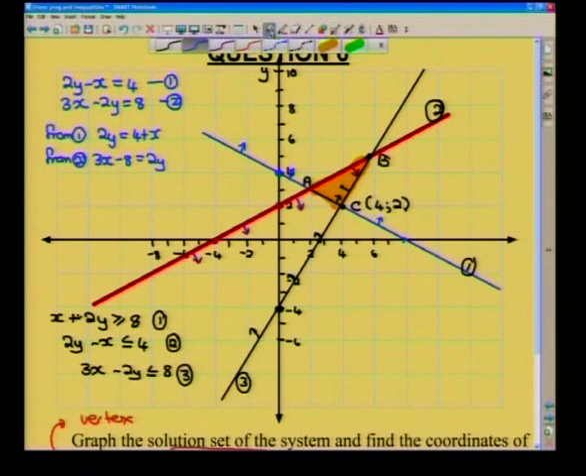Now, if they are both equal to 2y, which they are, I can put them equal to each other. So 4 plus x equals 3x minus 8. So that means that 2x is equal to 12 because I've transposed, and that means that x is equal to 6. So we know that this is going to be 6.